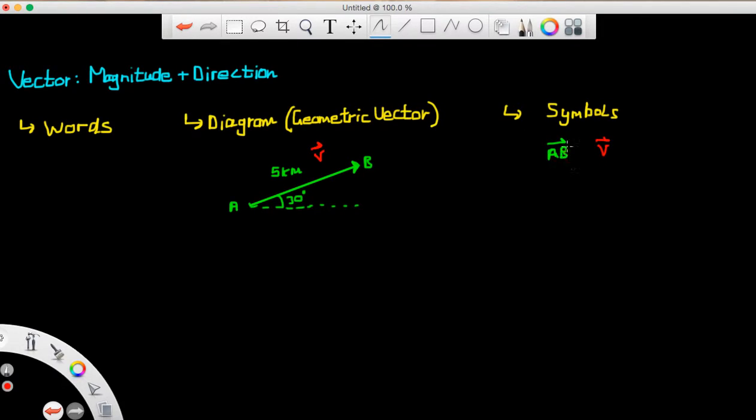Another thing to note is that whenever there are two lines around the symbols, it represents the magnitude of a vector. So, for example, if this symbol right here, AB, had two lines around it, like so, then this would represent the magnitude of the vector, which in this case is 5 kilometers. So these are the three ways of representing a vector.